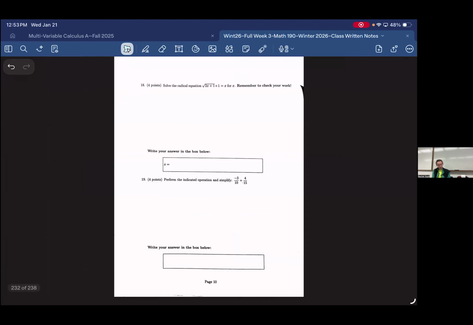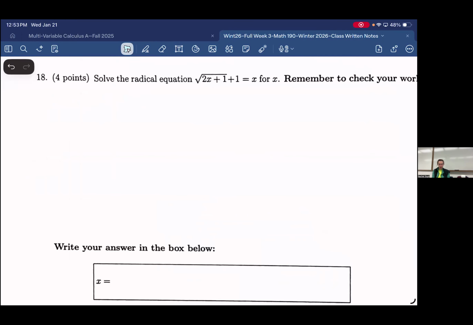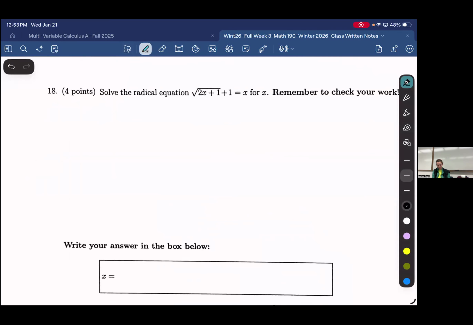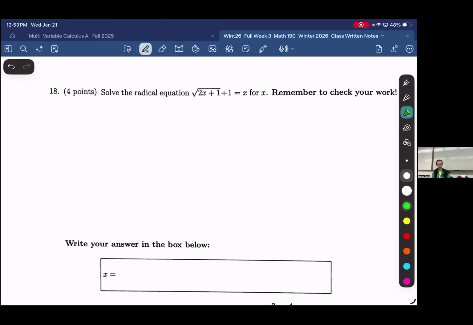Let's move on to page 10, question 18. We have solve the radical equation, square root of 2x plus 1 equals x for x. Remember to check your work. So they already have, I don't know, I was like, they have x already isolated, but they don't. I didn't see this other x.